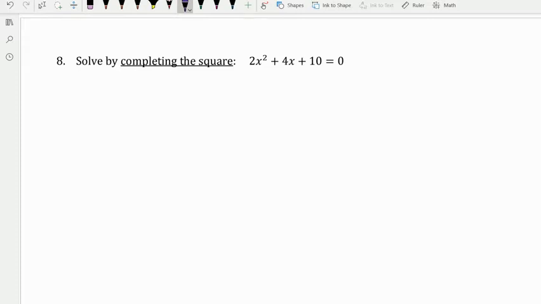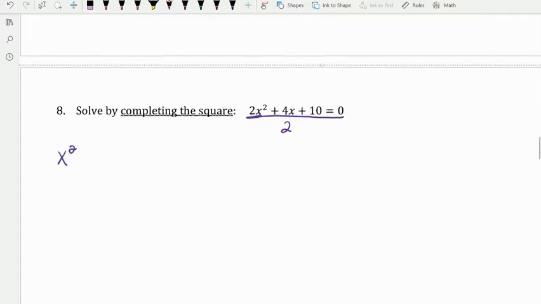Okay, so completing the square, remember step 1, we want this first term to be a 1. So I'm going to divide the whole thing by 2 to make that be a 1. So then we get x squared plus 2x plus 5 equals 0. I can look at that. It doesn't factor. Nothing multiplies to 5 and also adds up to 2. So we could use completing the square like it told us to. I'm going to use that method that it says.